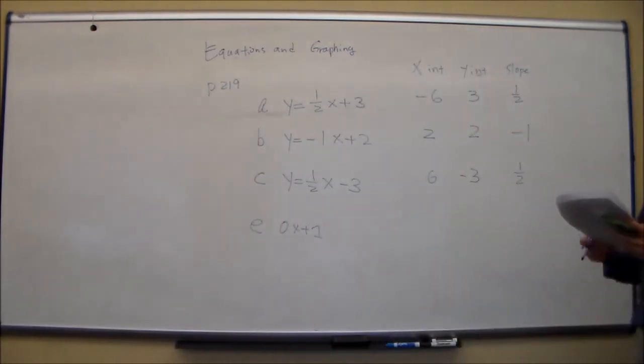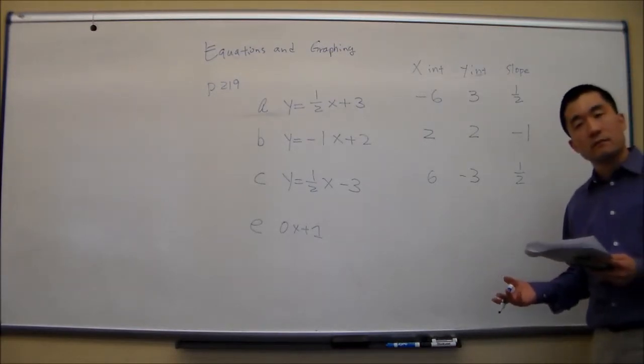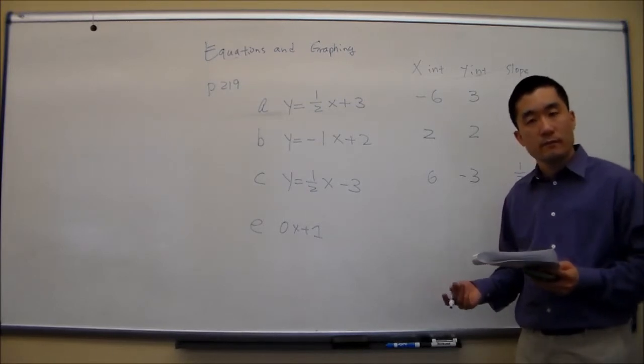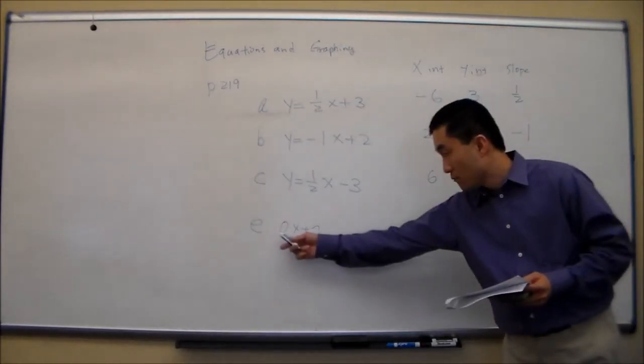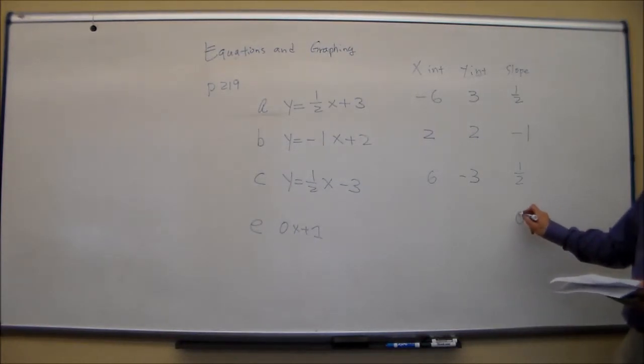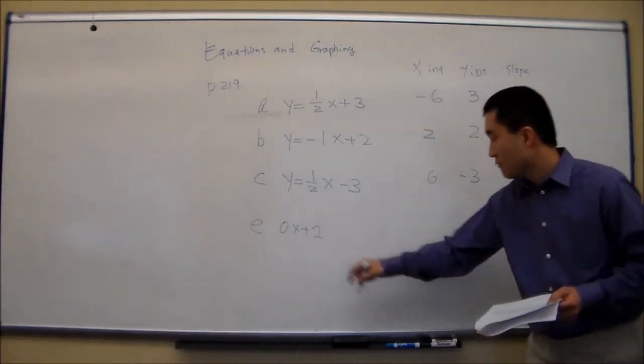If you look at E, it's a horizontal line. Remember when it's horizontal, what the m is, what the slope is? 0. So the slope is 0. What's the y-intercept? It's this number right here.